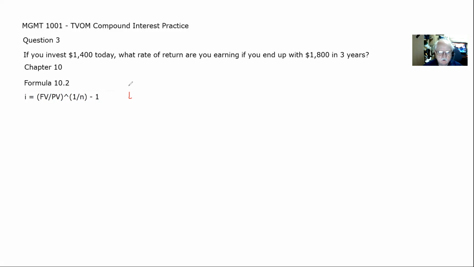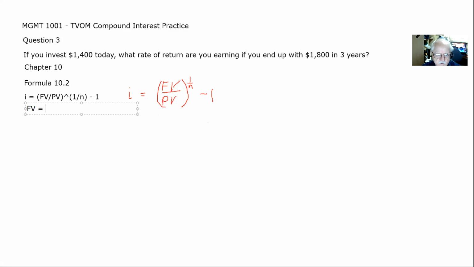Let's do I equals future value over present value to the power of 1 over n, minus 1. Either way, that's what we're going to deal with. So let's go back here and fill in what we know.